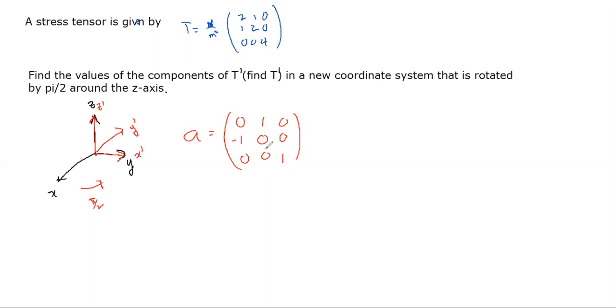Even just rotated in rectangular coordinates, the upstairs downstairs thing doesn't mean anything yet. When we get to curvilinear coordinates, we have to worry about what it means to take an index and take it from upstairs to downstairs. But for now, I'll put them where I need to put them. Okay, so this is A.